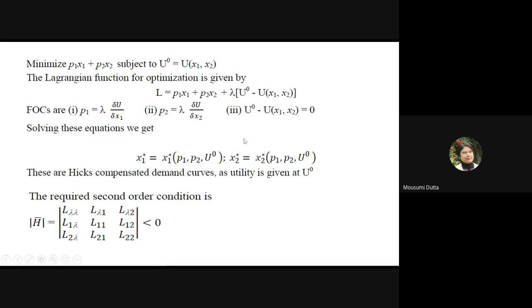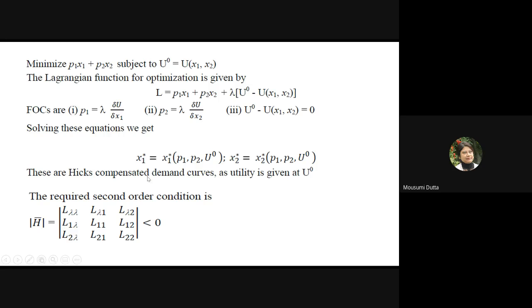So that we are solving with the specific level of utility. We will solve that particular equation, P1 by P2 is equal to MRS x1 x2, with this expression, and we will get the optimum solution in terms of three parameters P1, P2 and U0. So this will give us x1 star and x2 star, and these are functions of P1, P2, and U naught. So these are Hicksian compensated demand curves, as utility remains fixed at a specific level U naught.